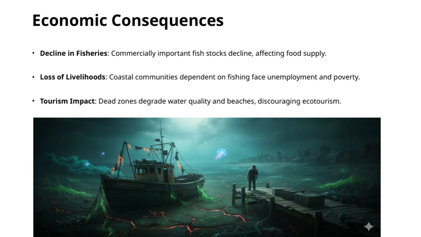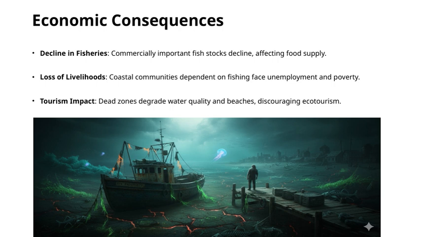Let's talk about the economic consequences of environmental issues, starting with the decline in fisheries. When fish stocks decline, especially those that are commercially important, it directly impacts our food supply. This isn't just about losing fish. It affects the entire supply chain and food security for many communities.